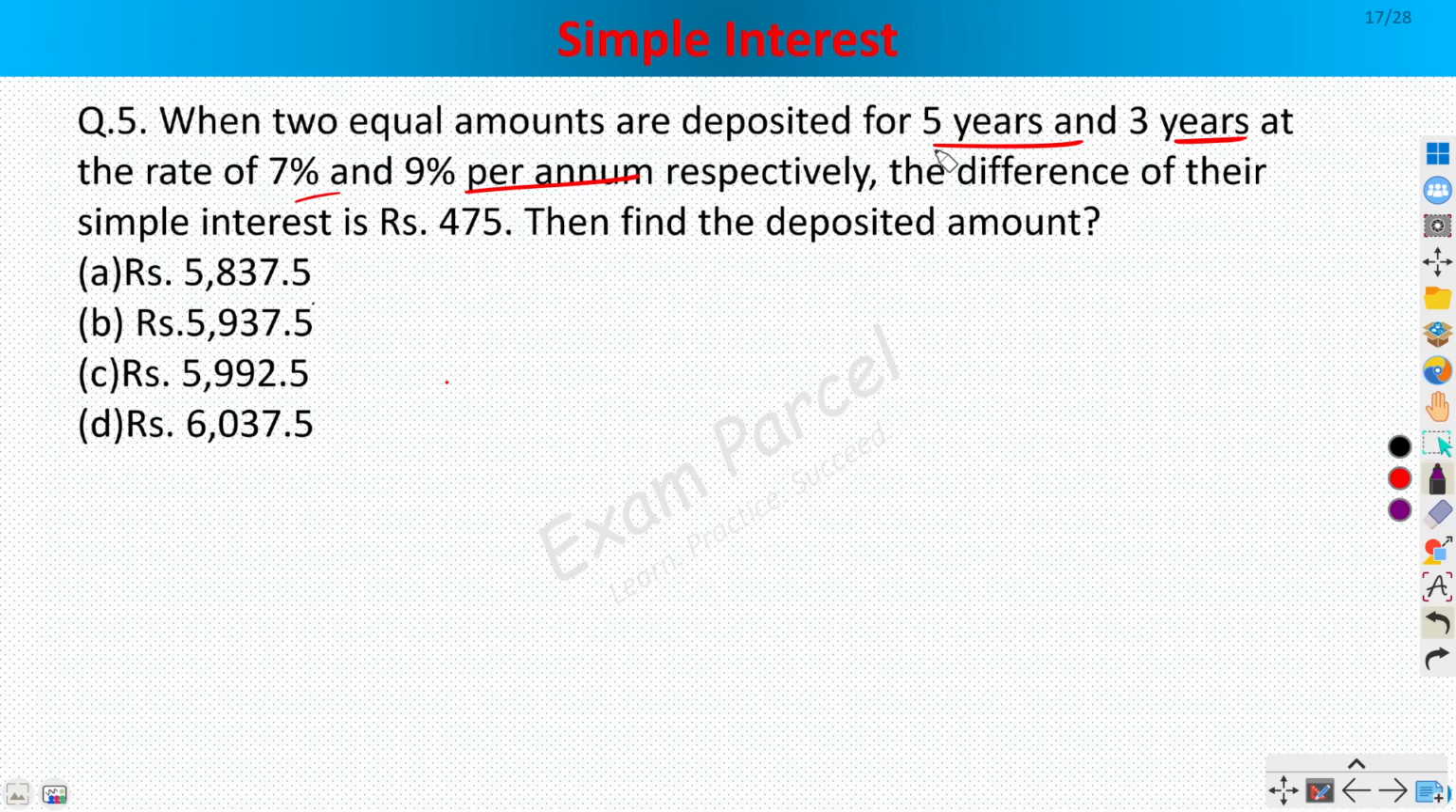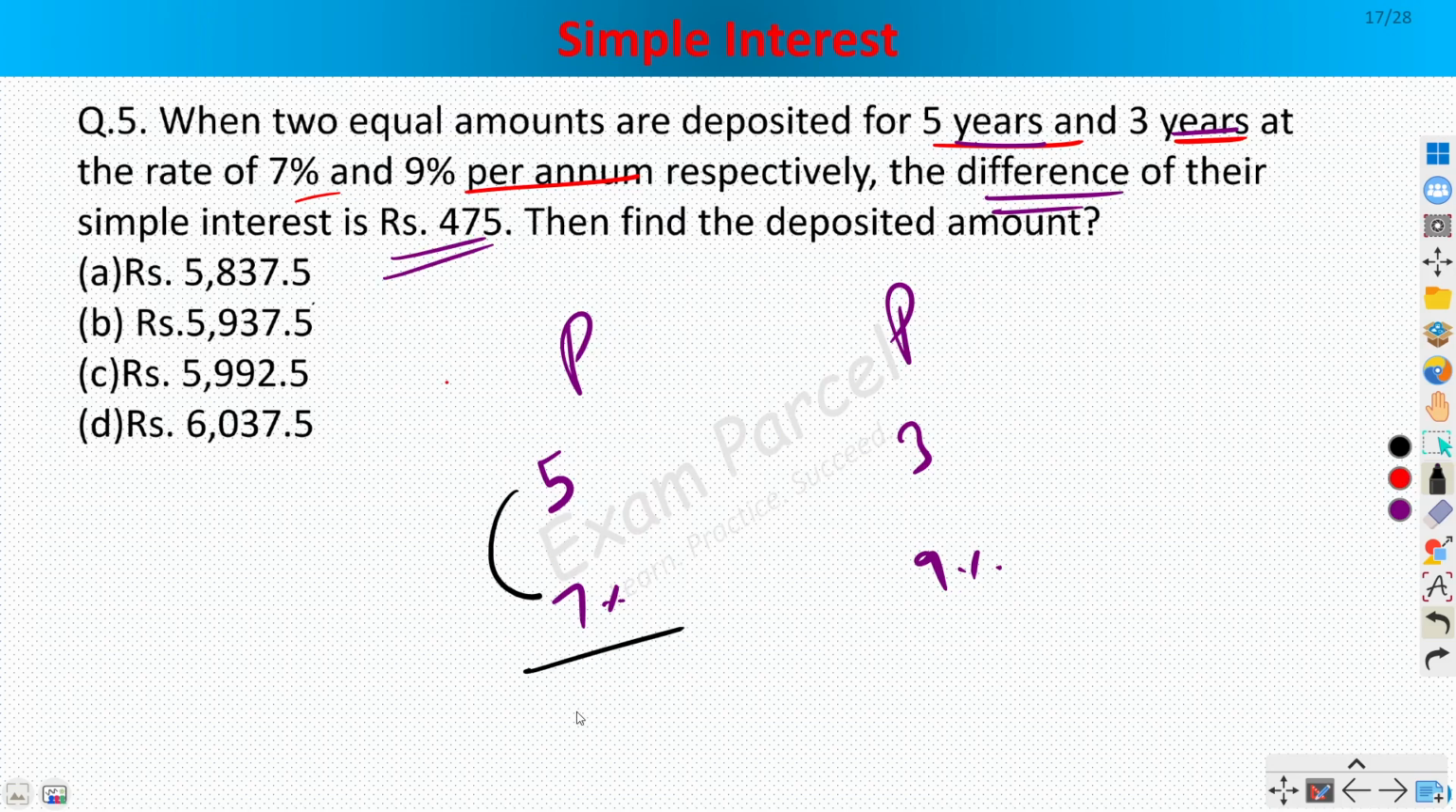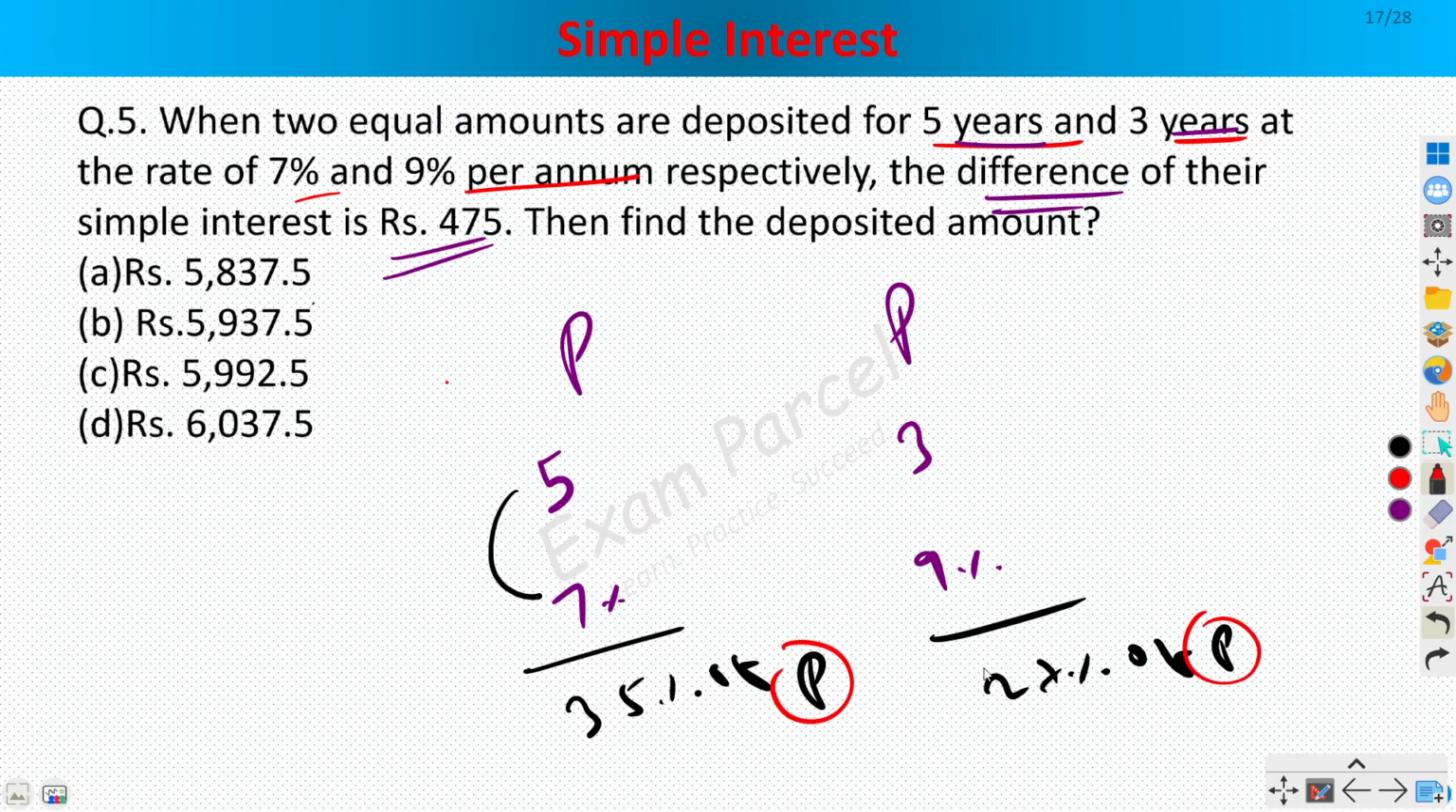There are two equal amounts deposited for 5 years and 3 years. So both principal are same, okay? One is for 5 years and 7%. Another is for 3 years and 9%. The difference of their simple interest is 475. Now what will be the simple interest? For this one would be 5 into 7%, 35% of P. And for this one, 27% of P. Now since both have same principal, can I subtract them directly? So can I say that the difference is 8% of P, right?